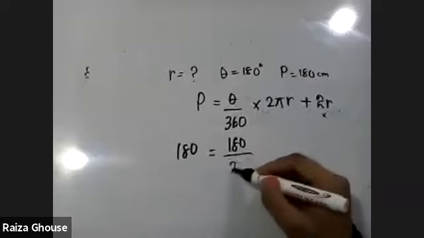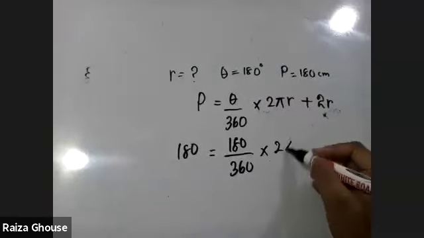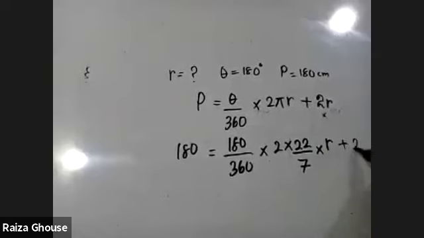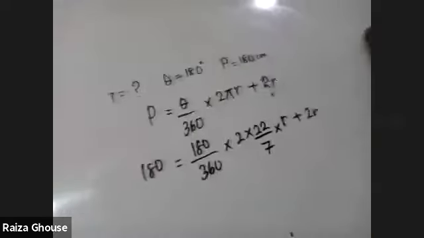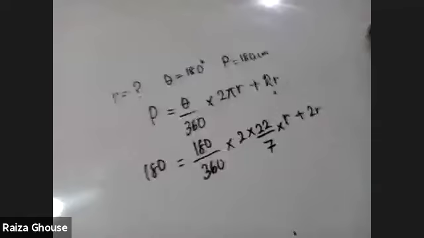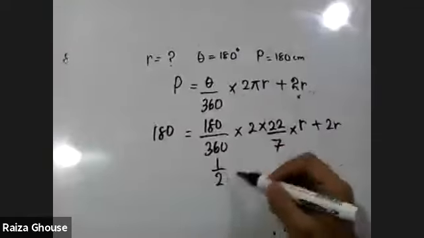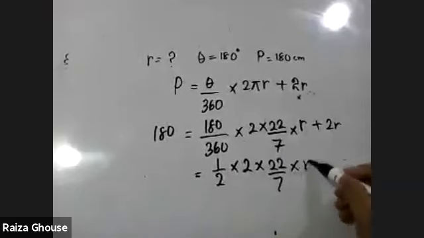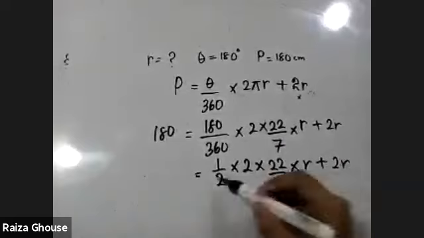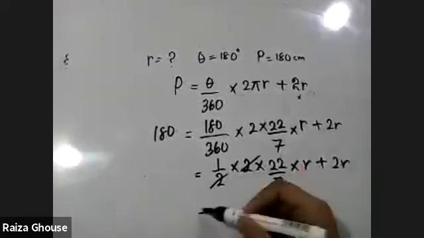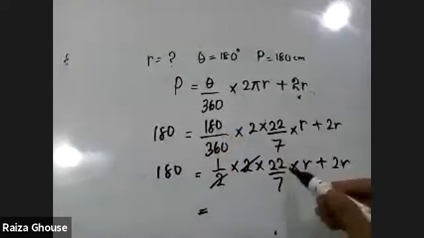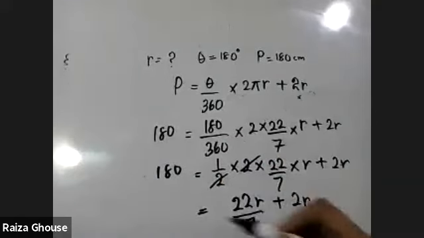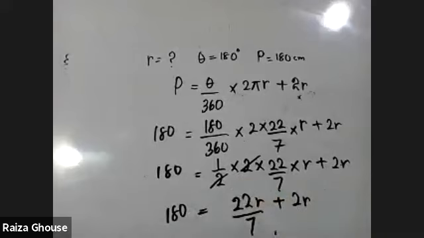180 over 360, into 2 into 22 over 7 into radius, unknown. Radius unknown. But can you remember the short form, half? Half into 2 into 22 over 7 into r, plus 2r. 2 and 2 cancel. What do you get here? Look at the board. 22r plus 2r. Here upon 7, here 180. Now you have to solve.